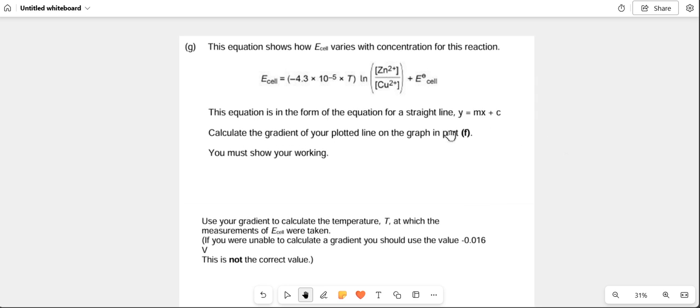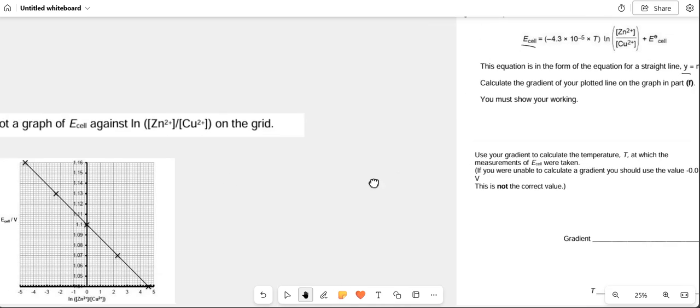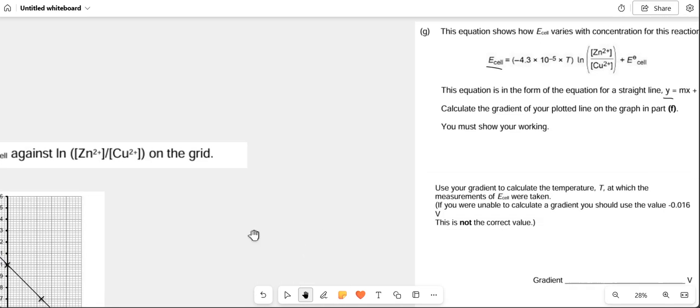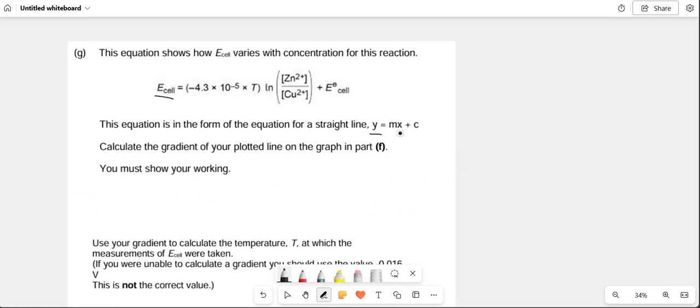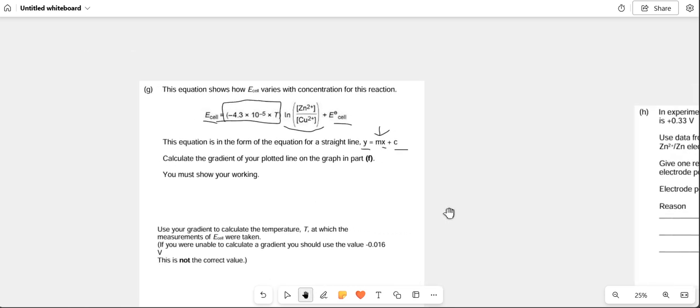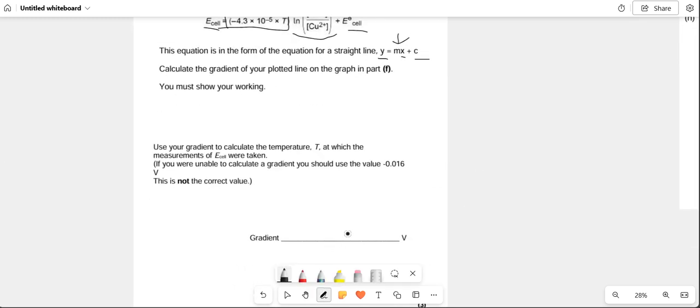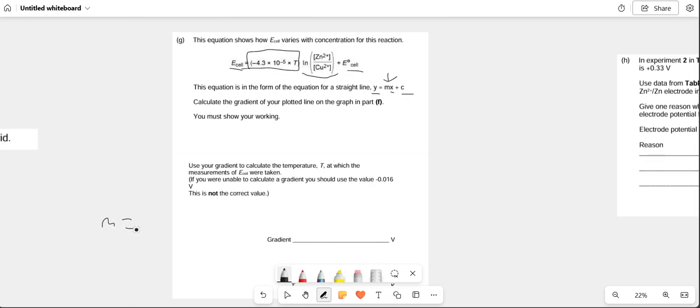This equation is in the form y equals mx plus c. So y is obviously what? y is E cell, because that's what we plotted on the y-axis here. And on the x-axis, we plotted this whole ln term here. So x is this ln term, that's the thing that's changing. And plus E cell would therefore be c. So what's m? What's the gradient? The gradient is this thing then, minus 4.3 times 10 to the minus 5 T. So I can write m is equal to minus 4.3 times 10 to the minus 5 T. That's the gradient.